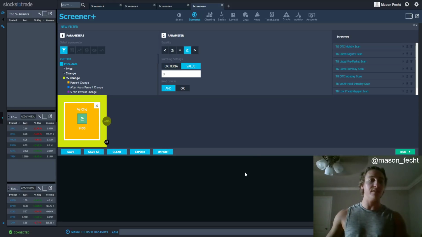And by the way, most of these scans, except for my low float momentum scan, I basically just got from Tim Grattani. I just made a few revisions to it so that it suits my trading a little bit better. But this isn't anything special. This is a very simple process on setting up a scan. There's nothing really special about this. All right, so we have the percent change set in there, greater than or equal to 9.